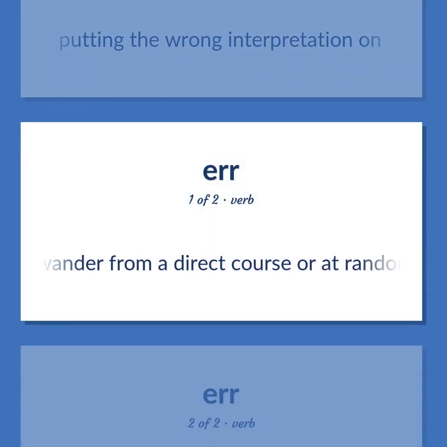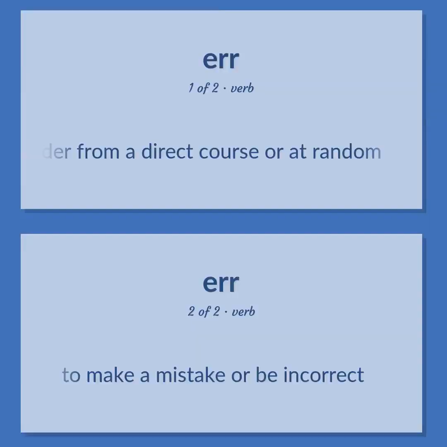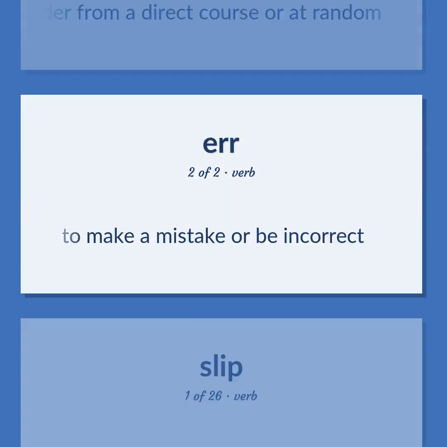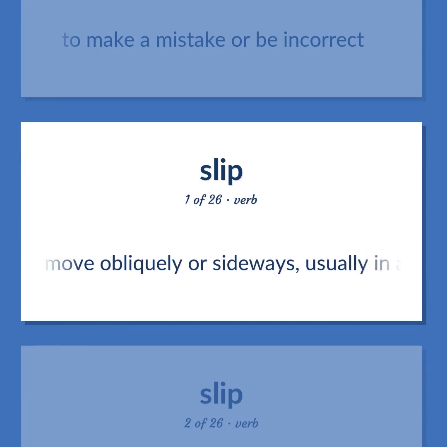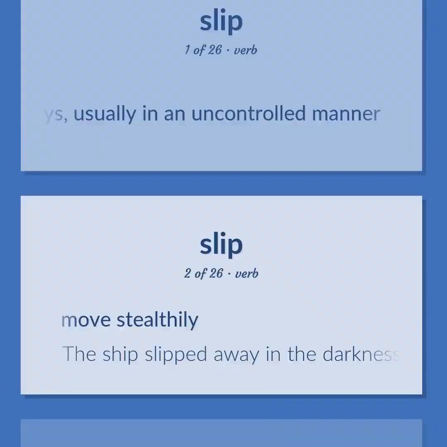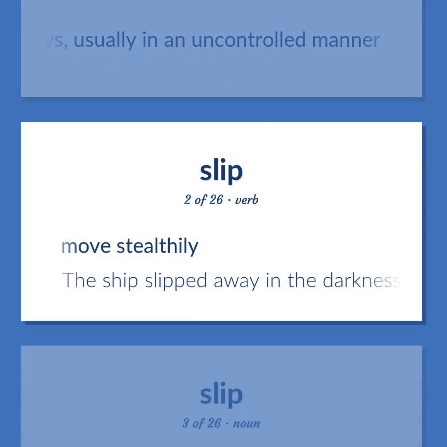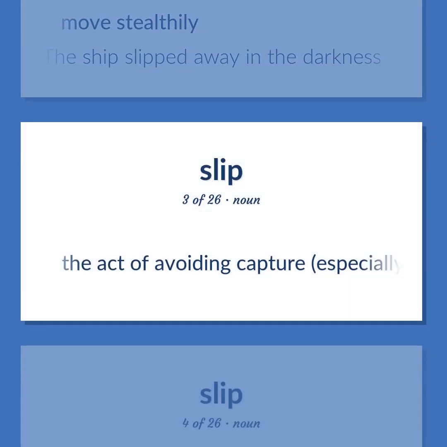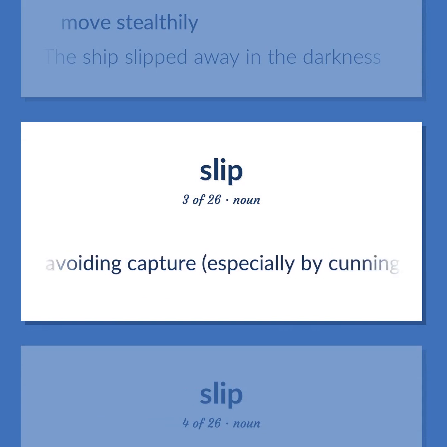Wander from a direct course or at random. To make a mistake or be incorrect. Move obliquely or sideways, usually in an uncontrolled manner. Move stealthily. The ship slipped away in the darkness. The act of avoiding capture, especially by cunning.